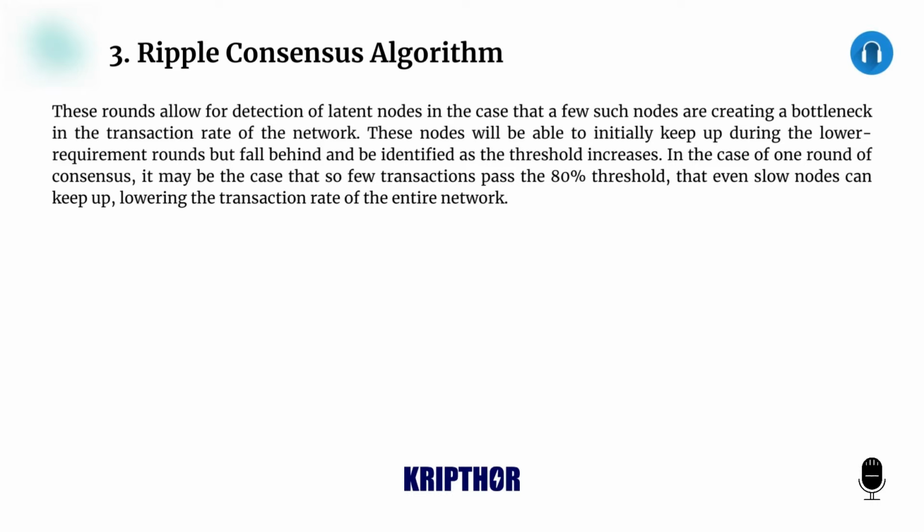These nodes will be able to initially keep up during the lower requirement rounds but fall behind and be identified as the threshold increases. In the case of one round of consensus, it may be the case that so few transactions pass the 80% threshold that even slow nodes can keep up, lowering the transaction rate of the entire network.